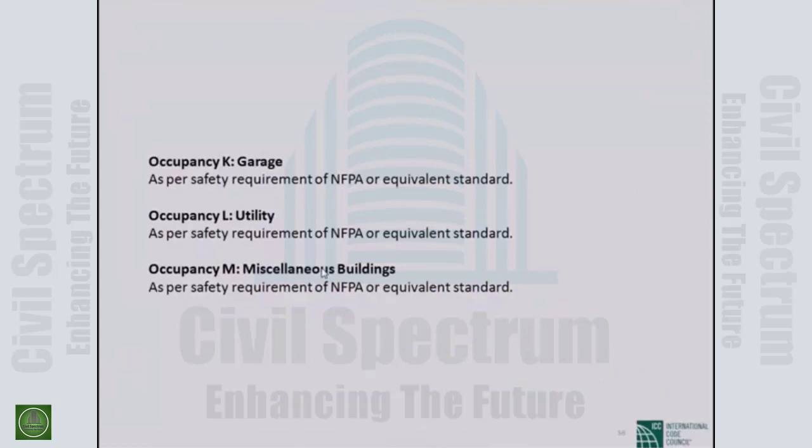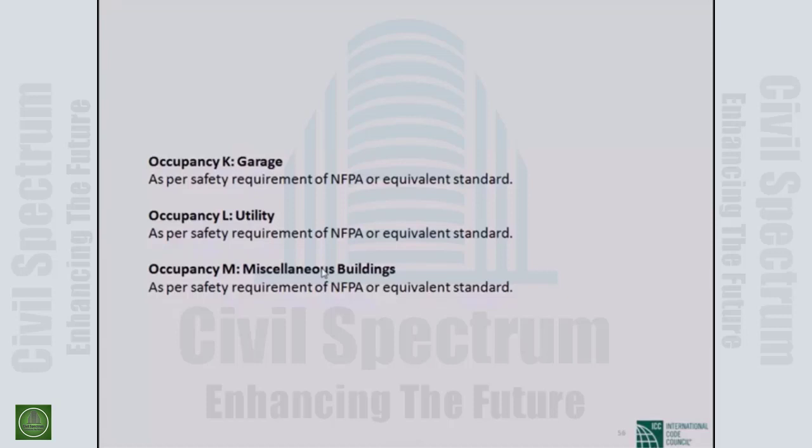I am ending with these three things. Actually, detail is in NFPA, and as per BNBC, it is not given. If you like to have a garage, you should go through the NFPA, and that is the start of NFPA for the garage. And for other occupancy utilities, you have to go again to NFPA, and for miscellaneous buildings, you should get NFPA.